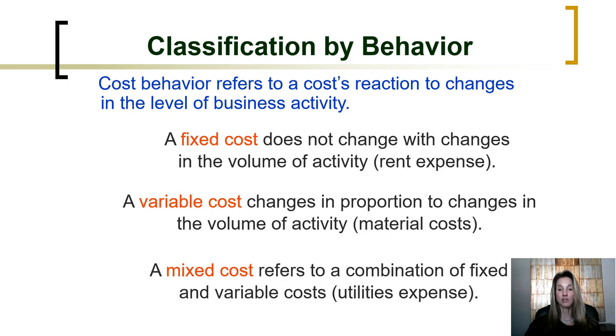A variable cost changes in proportion to changes in the volume of activity. Material costs increase or decrease as the level of production goes up and down. A mixed cost refers to a cost with a combination of both fixed and variable elements. Utilities. Utility expense is a combination of a fixed amount for service of utilities, as well as utility usage cost.